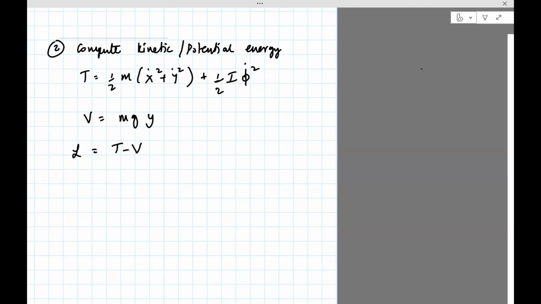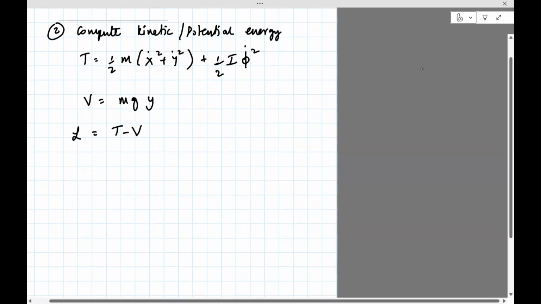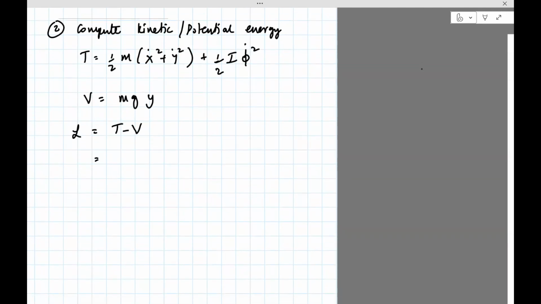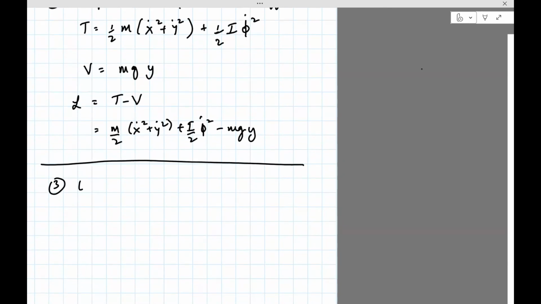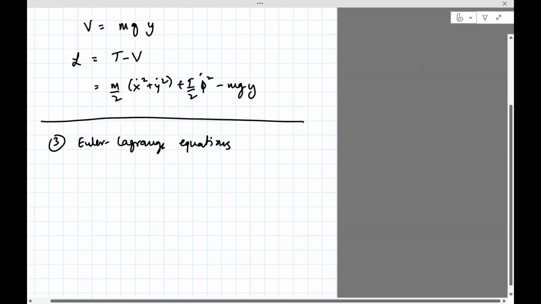Okay, so we got that. If you want, we can write it down in this form: half m times x dot squared plus y dot squared, plus half I phi dot squared, minus mgy. Okay, the third step is to write the Euler-Lagrange equations.